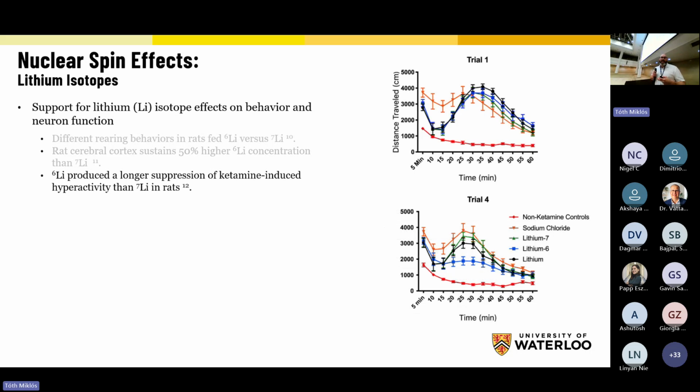It's been shown that if you induce hyperactivity effects in rats by giving them ketamine, there's a differing effect depending on whether they receive lithium-6 or lithium-7. You can reduce the hyperactivity by giving them lithium-6, whereas lithium-7 will not reduce that hyperactivity over time.